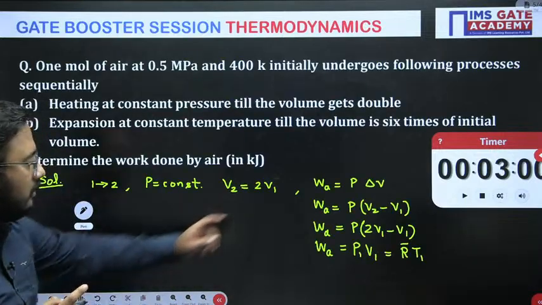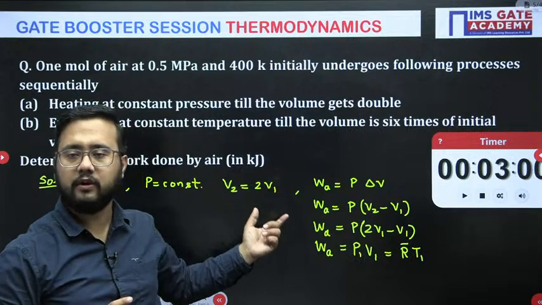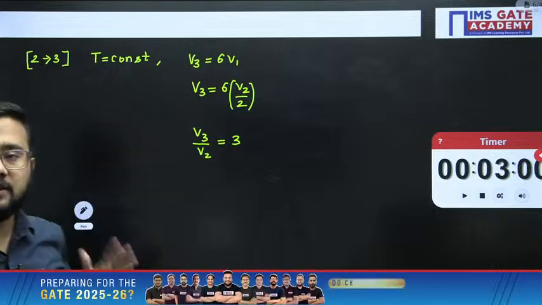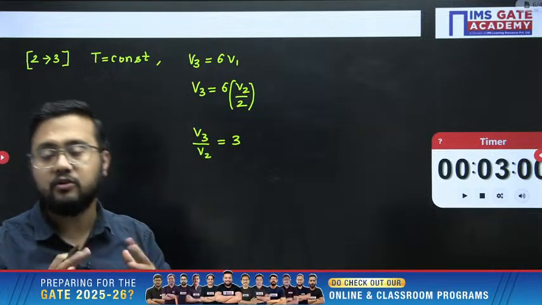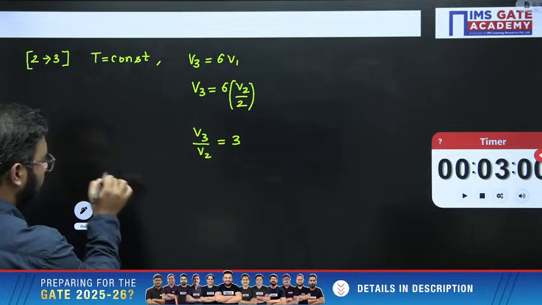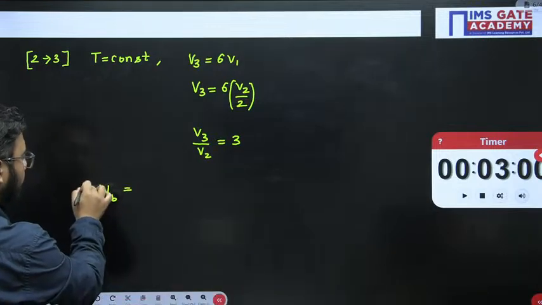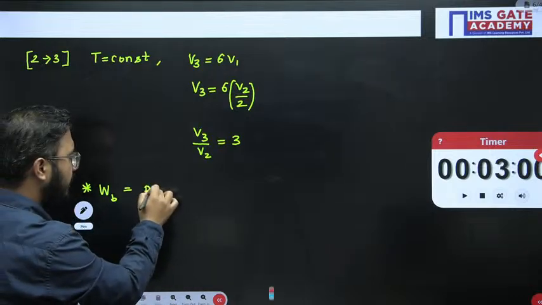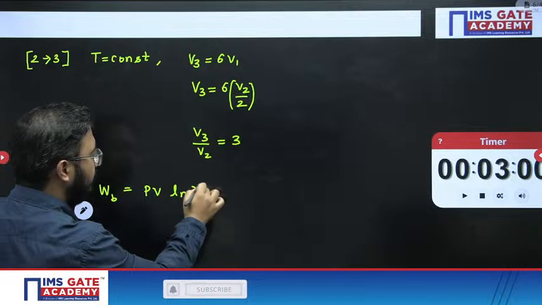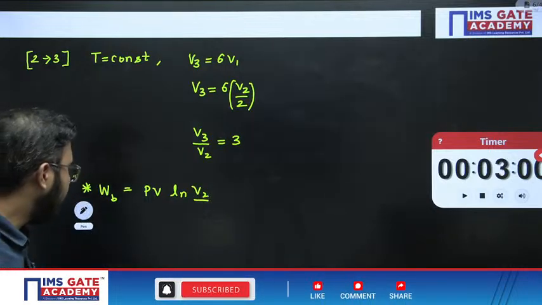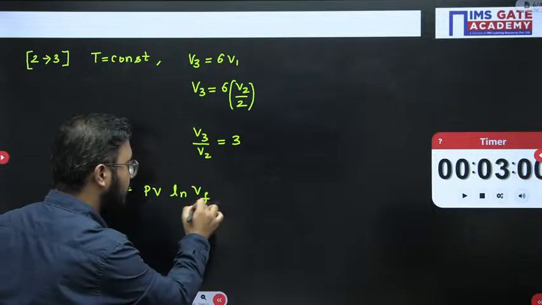How we got this information? Because V2 equals to twice of V1. Right. Now, constant temperature process is there. Direct formula you should remember. Right. What is the formula for constant temperature process? Work done formula for constant temperature process. It is simply, see, P V1 ln V2 by V1. V2 by V1, basically we should write V final by V initial.